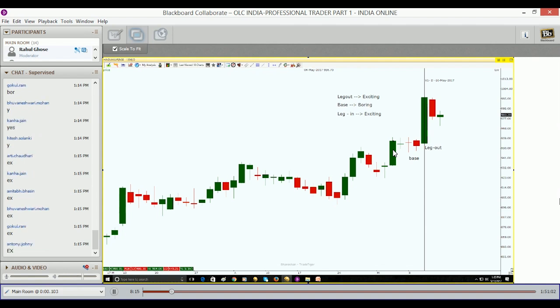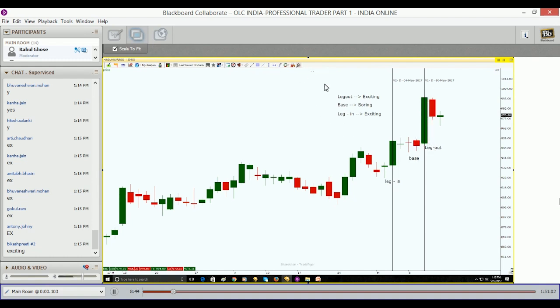Exciting. I call this exciting candle my leg in. Now I have three different candle groups: I have my leg in, I have my base, and I have my leg out.